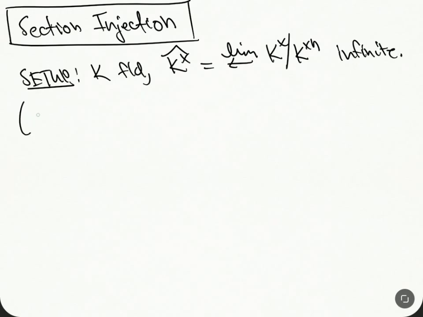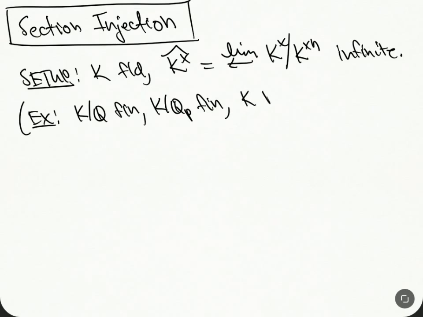Okay, and the examples are when K over Q_p is a finite extension, or when K is a real closed field, or when K is a discretely valued field. So these are some of the examples of when this holds. And this is for a non-trivial Kummer theory.